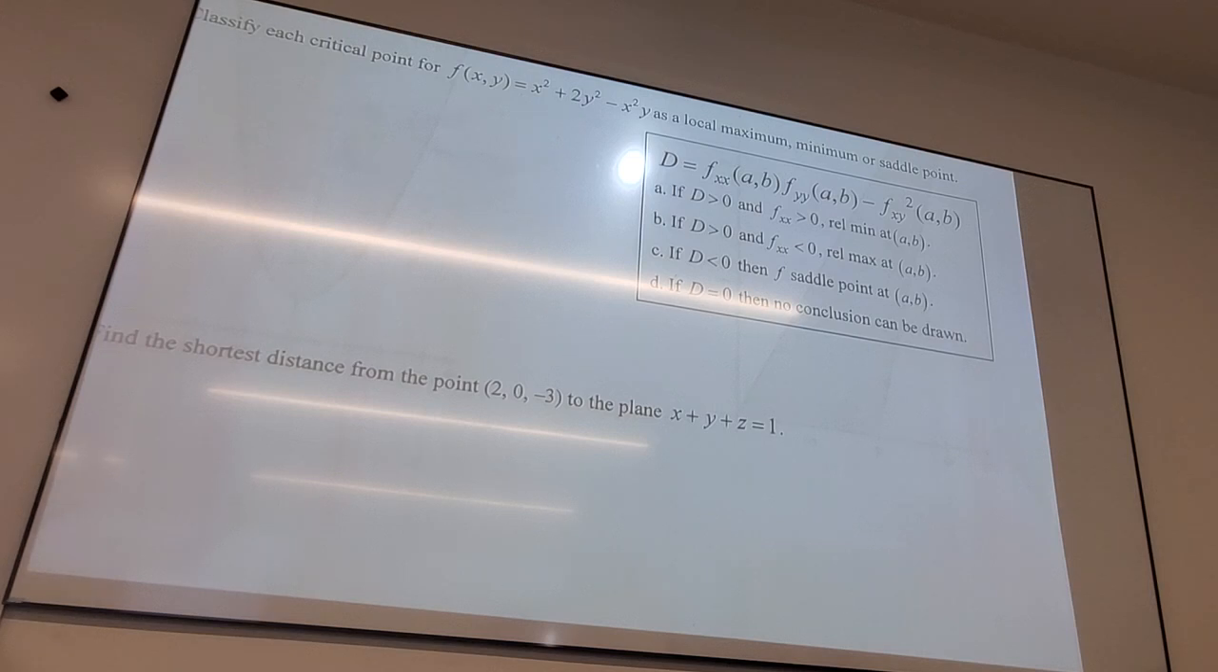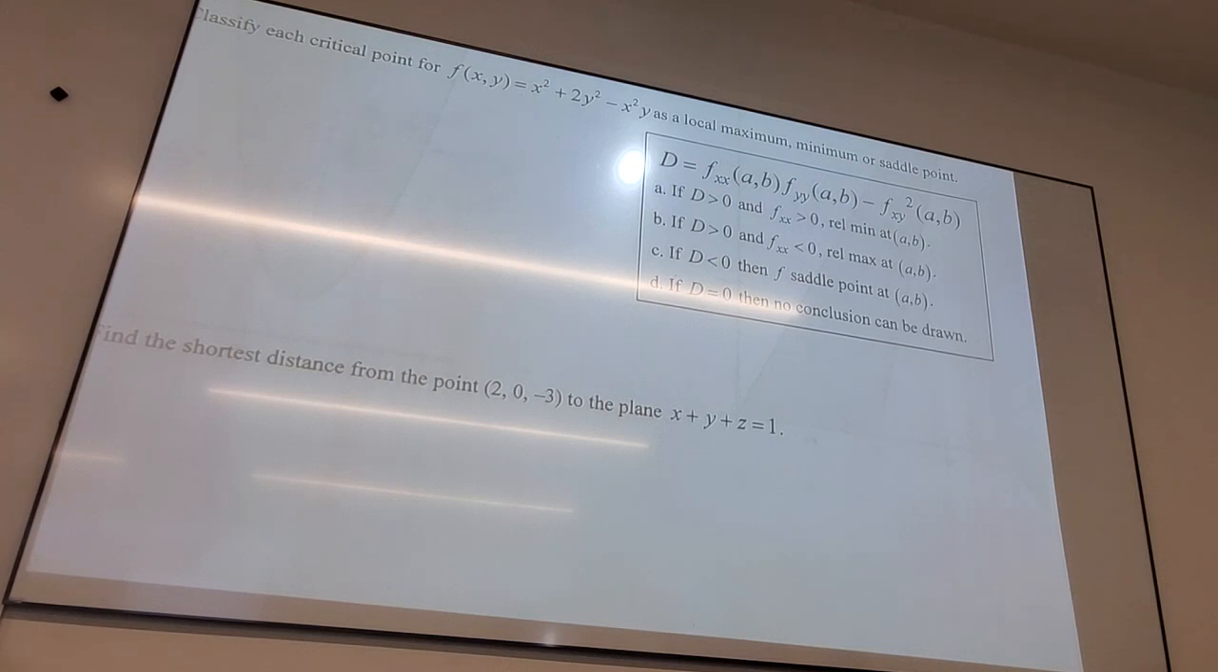Let's see if you guys are with me on this. Part A says, if D itself is greater than 0, and fxx is greater than 0, meaning it's concave up as I move in the x direction, it's a relative min. You guys with me? Think about this for a second. Do you see how fxx and fyy are multiplying by each other? Do you see how fxy is squared? So I'm subtracting a positive number, correct? So to calculate big D, I'm always subtracting a positive number, or maybe 0 if it happens to be 0. You guys with me?